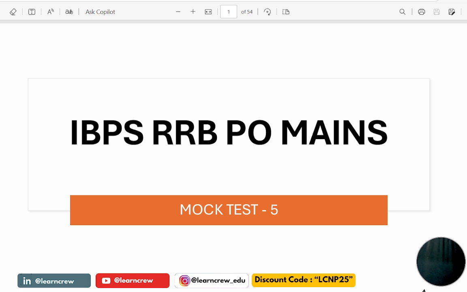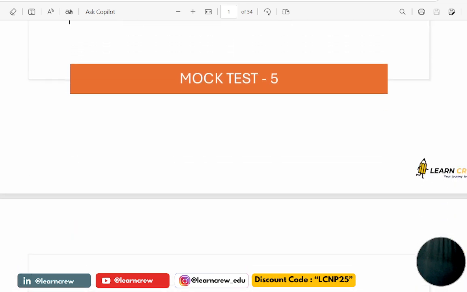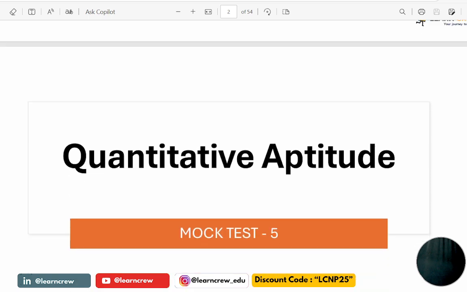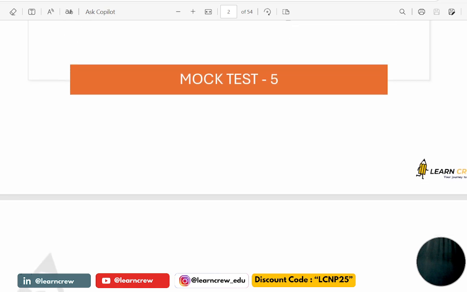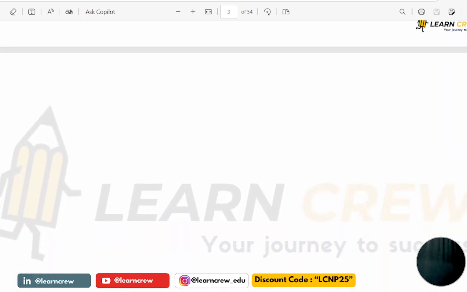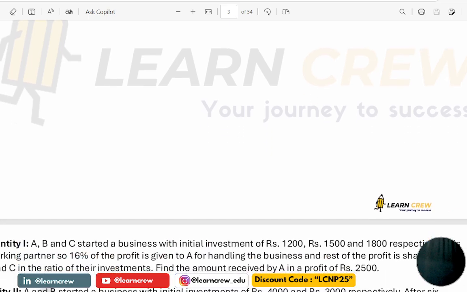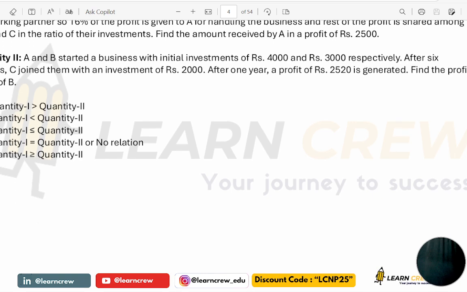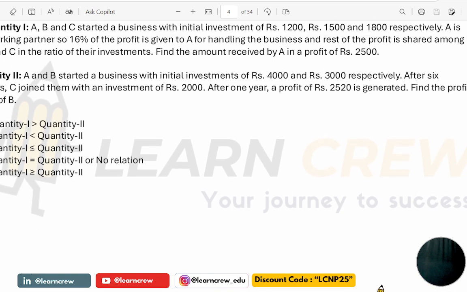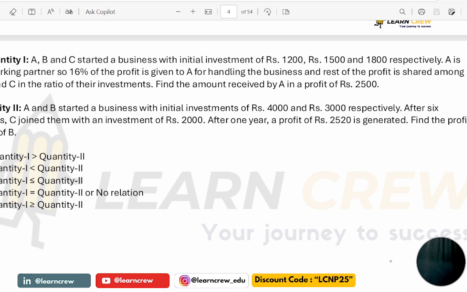Hi everyone, welcome to today's session on IBPS RRB PO-Mains mock test 5 paper analysis on quantitative aptitude. In our fantastic 5-test series on IBPS RRB PO-Mains, we are in the last test today, and let's see the quantitative section.